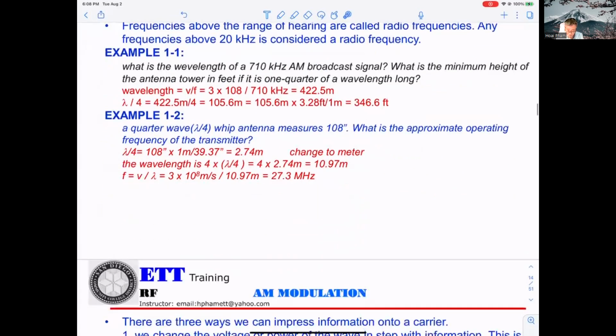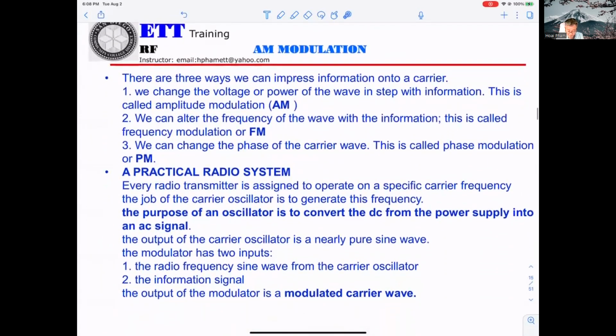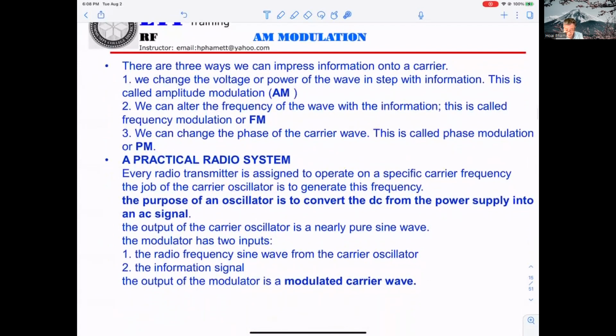There are 3 ways we can impress information onto a carrier. First thing, we change the voltage or power of the wave in step with information. This is what they call amplitude modulation.